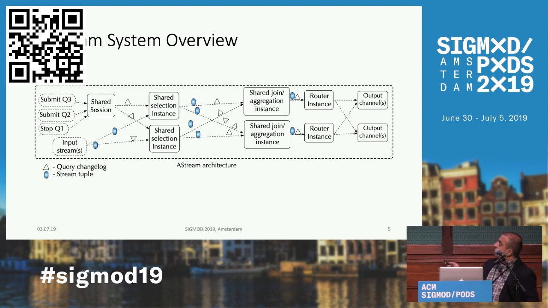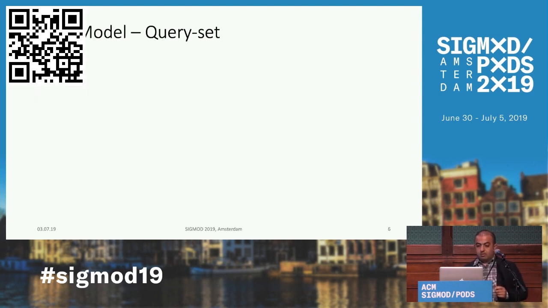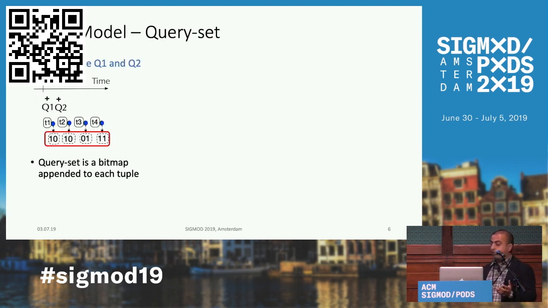First from the shared selection instances, then to the shared join instance. And basically, at the end, it comes to the router instance, which propagates the tuples to output channels. So first, I'll explain shared selection instance, what's happening there, and also data model. And then I'll explain the shared join instances and how we compute in an incremental manner.